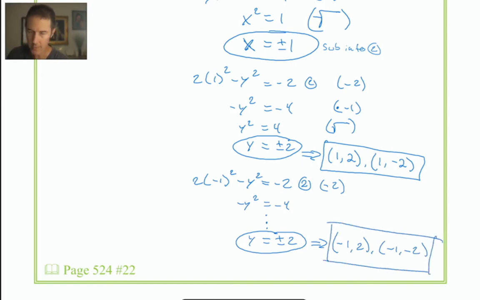So our answer for this system of nonlinear equations has 4 solutions, and you may again want to submit your answer as a set of ordered pairs, separating the ordered pairs by commas.